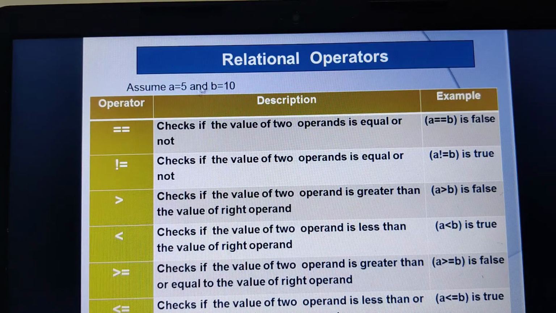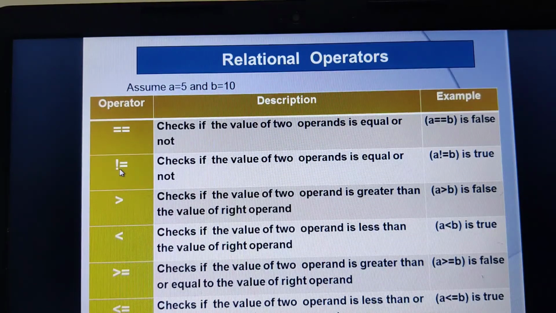What is the value of A? It's 5. B value is 10. Whether 5 is equals to 10 we are checking. It's wrong, right? 5 is not equal to 10. But in what way is the answer yielded? It is yielding only in terms of true or false. False indicates 0 and true indicates 1. So this 5 is not equals to 10. Therefore the condition is false here. The result would be false here.